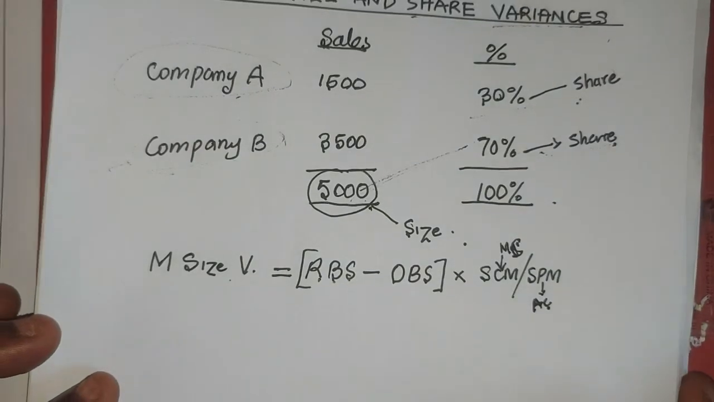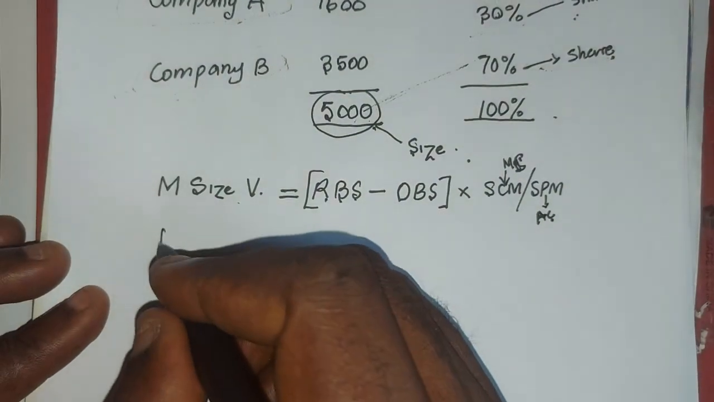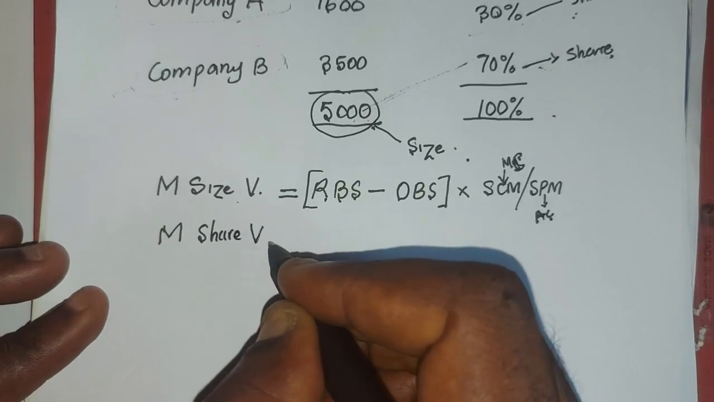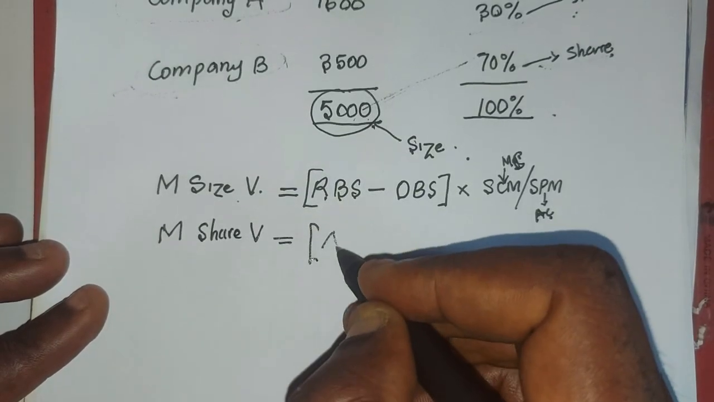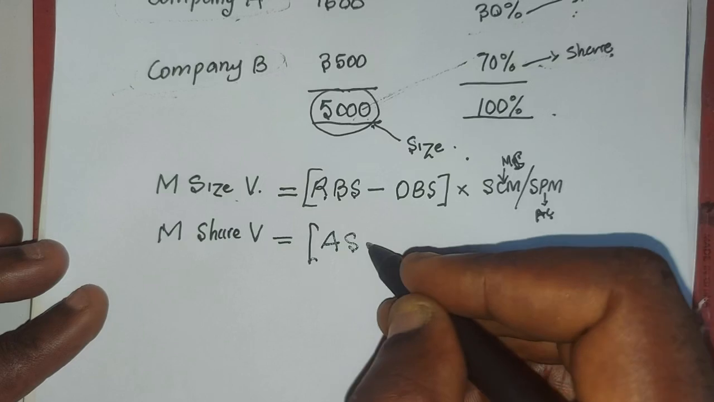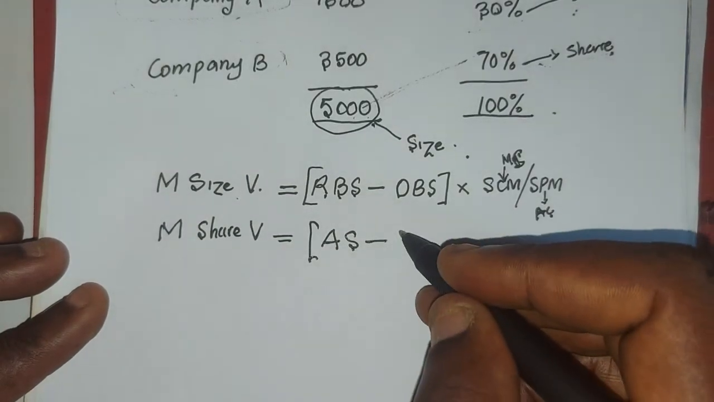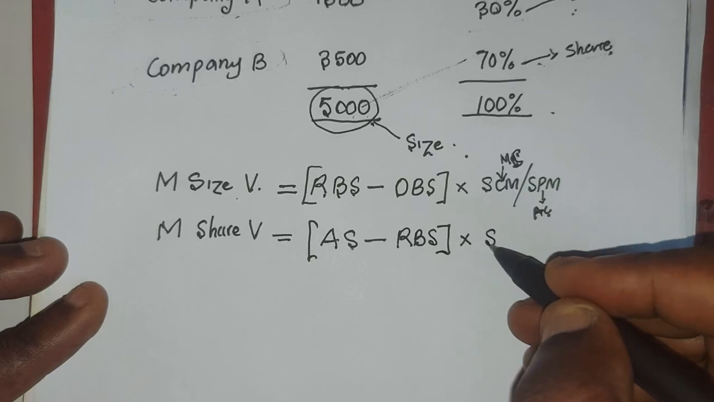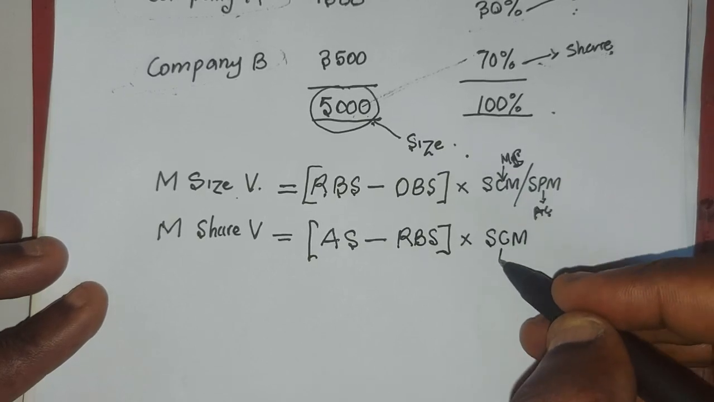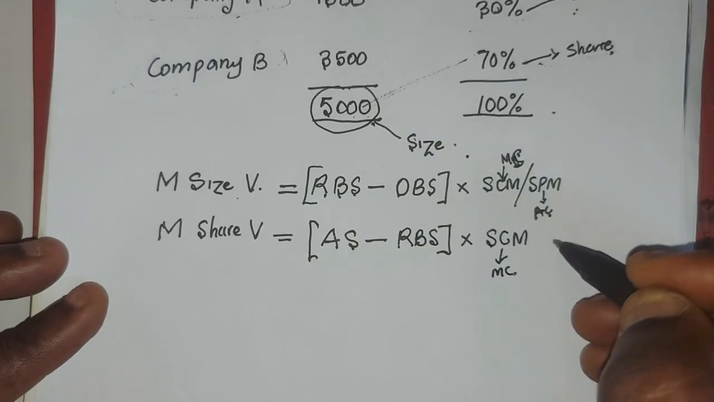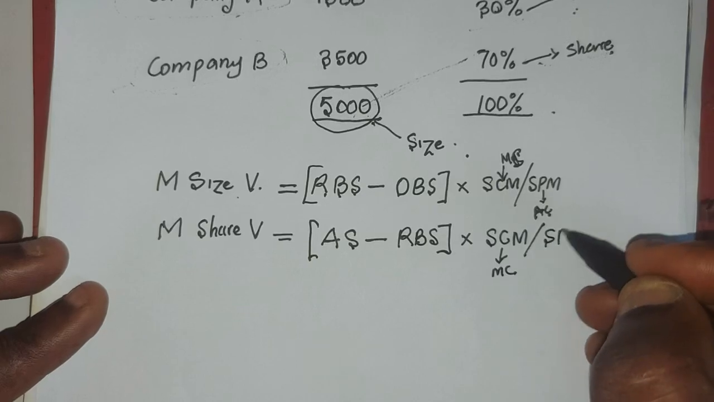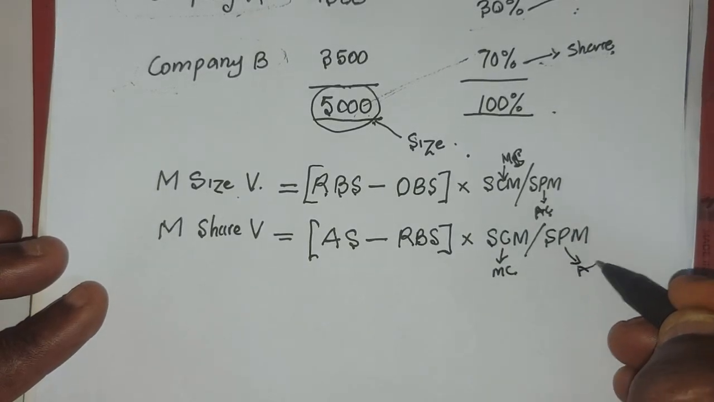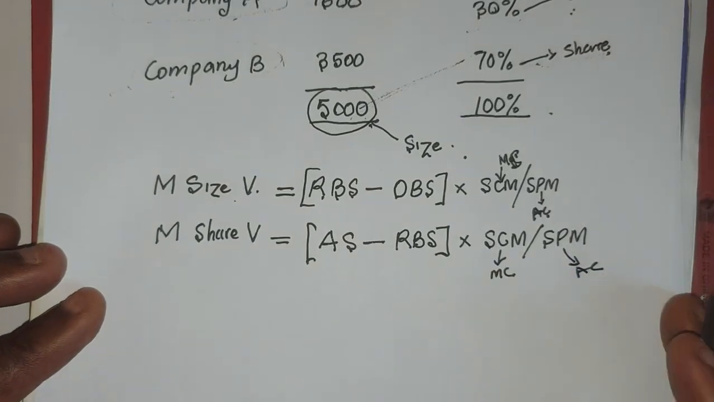Write it down. Now, market share variance. Market share variance is nothing but the actual sales minus the revised budgeted sales multiplied by the standard contribution margin if the company uses marginal costing, or standard profit margin if the company uses absorption costing. So students should take note of that.